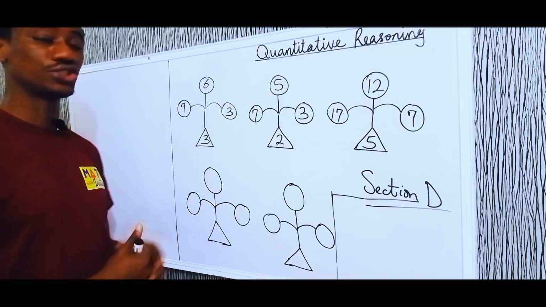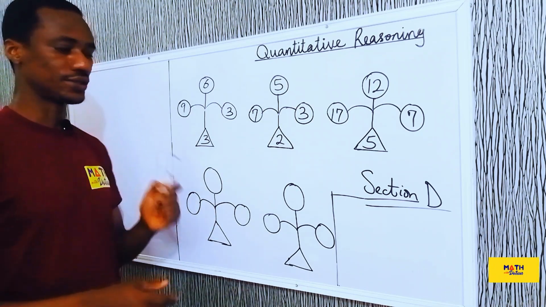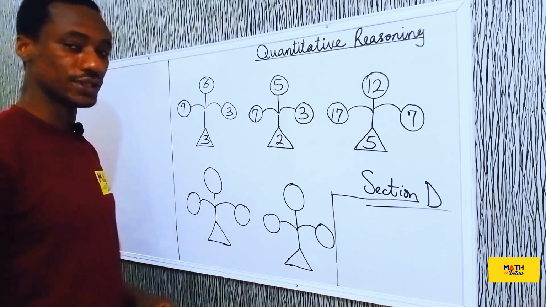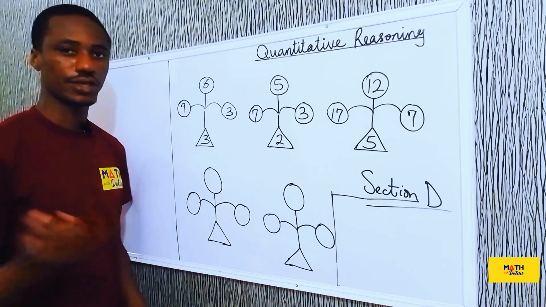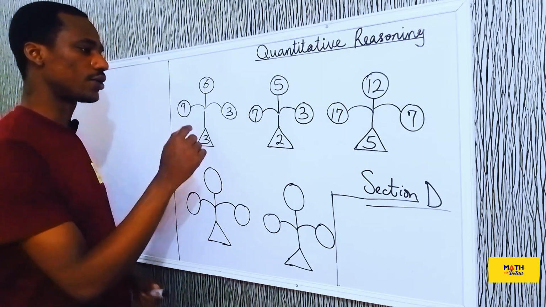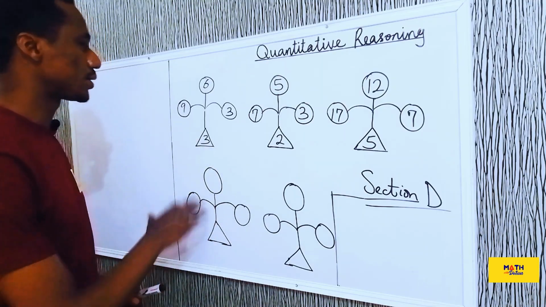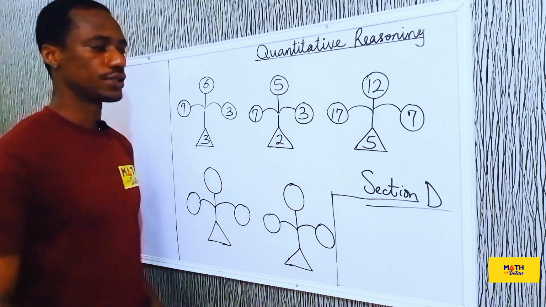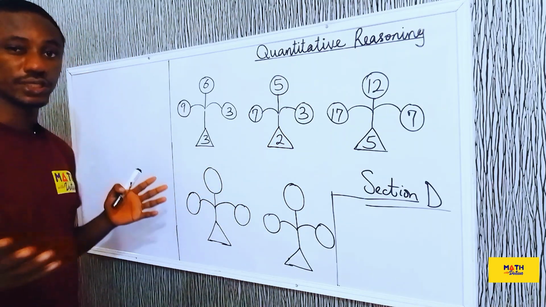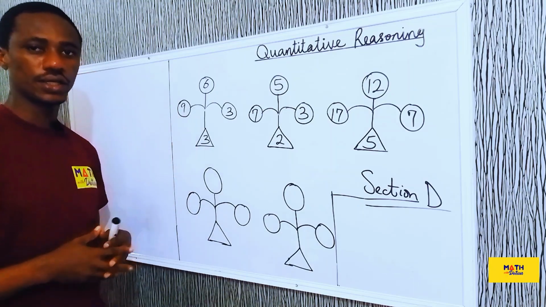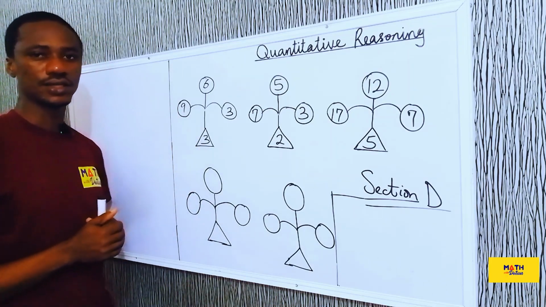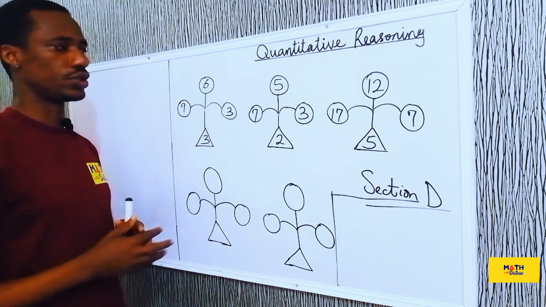All right, this is section D of the National Common Entrance Exam 2023 past question. If you're getting to see this now, we've taken section A, B, C, and now we are on D. So let's analyze the sample. We have three patterns, three figures to analyze. We want to see the relationship between the numbers. That's the essence of quantitative reasoning, to help you connect numbers and see the relationship between them.